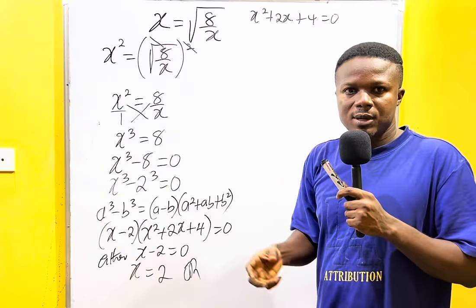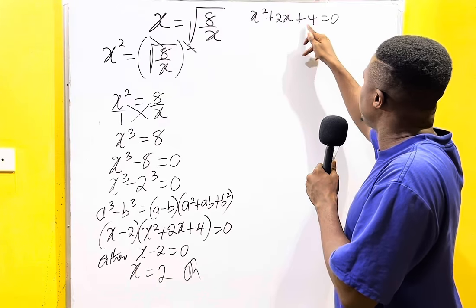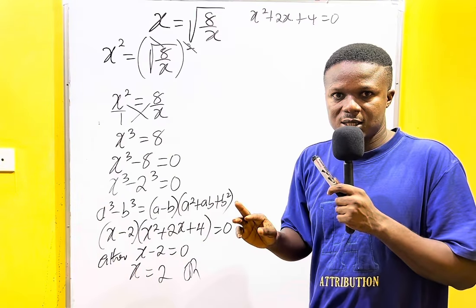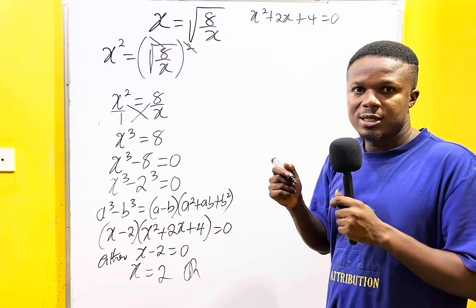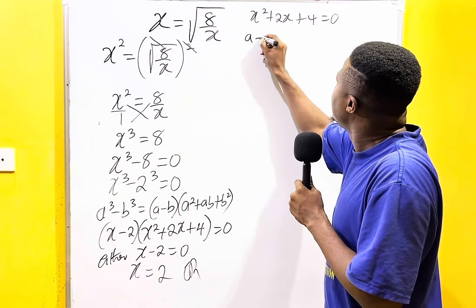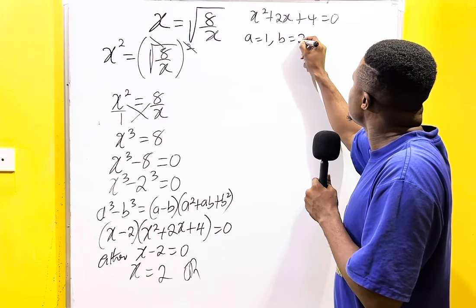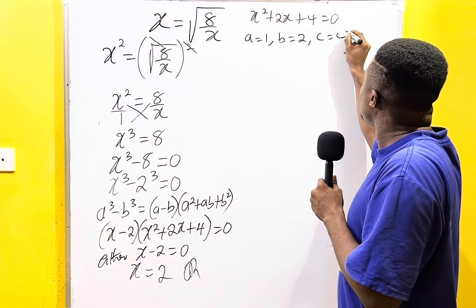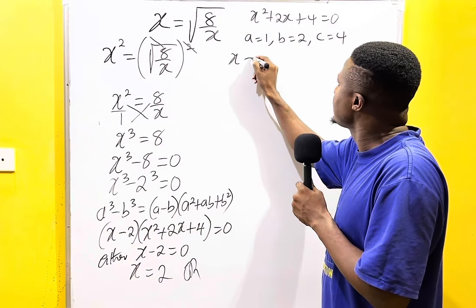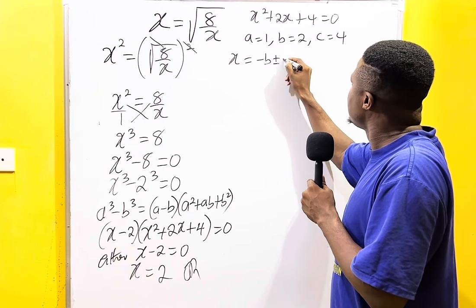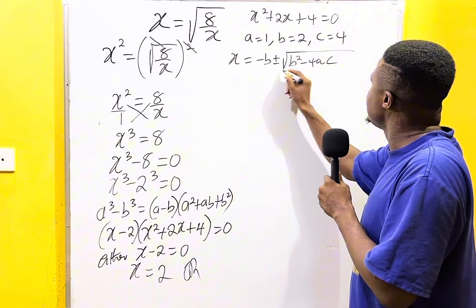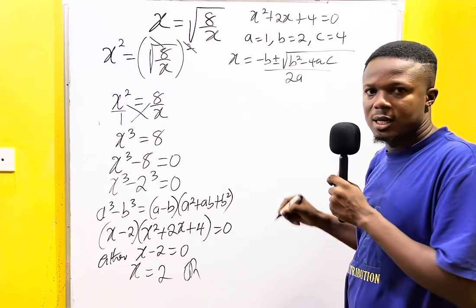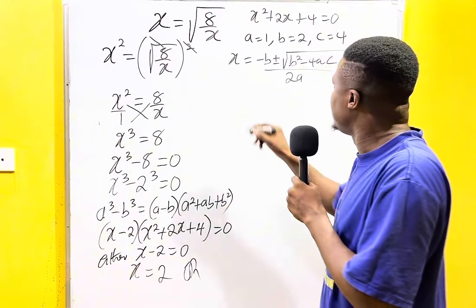There are no two numbers you multiply to get 4, and when you add, you get 2. They don't exist. Two whole numbers, sorry. And because of that, you can use the quadratic formula. Our a is 1, our b is 2, our c is equal to 4. And you know that x is minus b plus or minus the square root of b squared minus 4ac, all over 2a. We can now substitute in this formula.